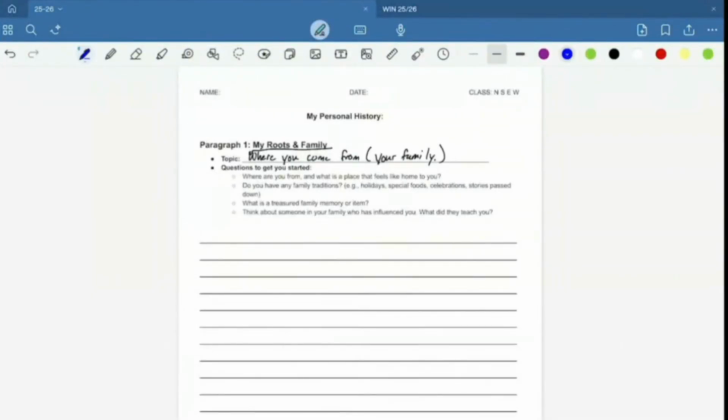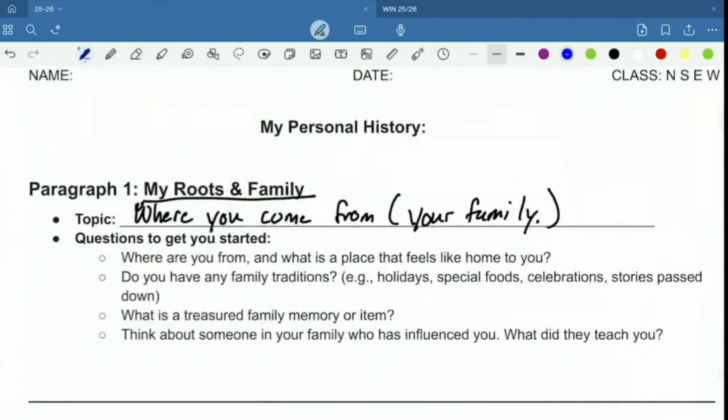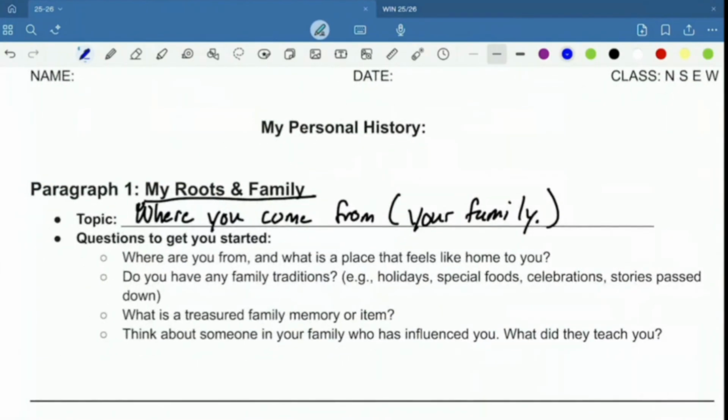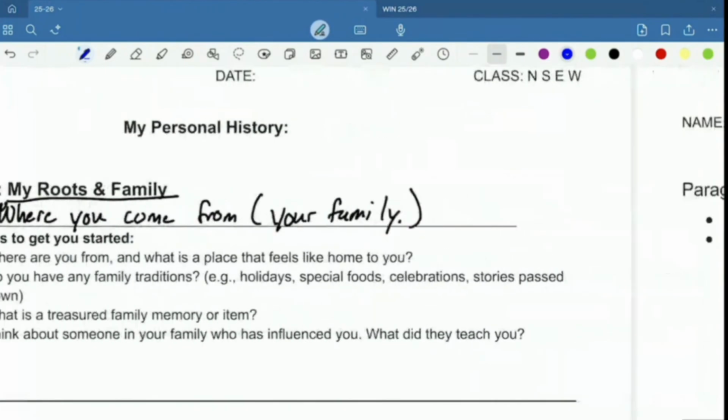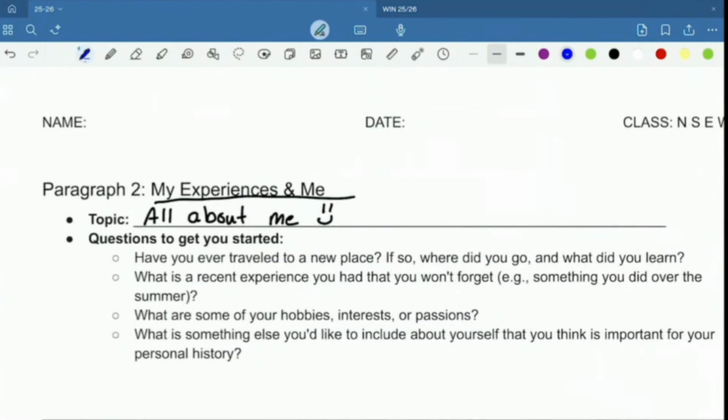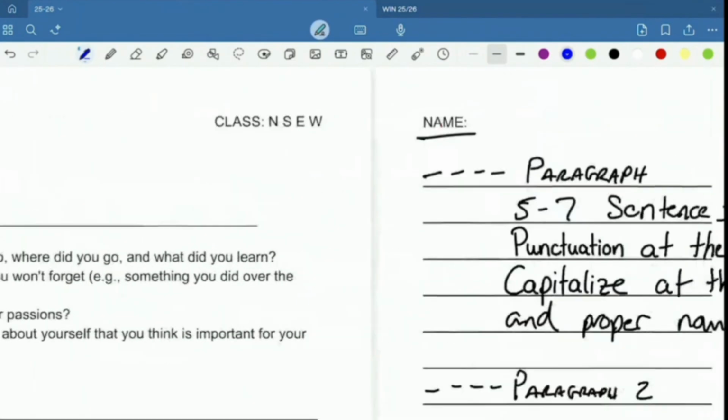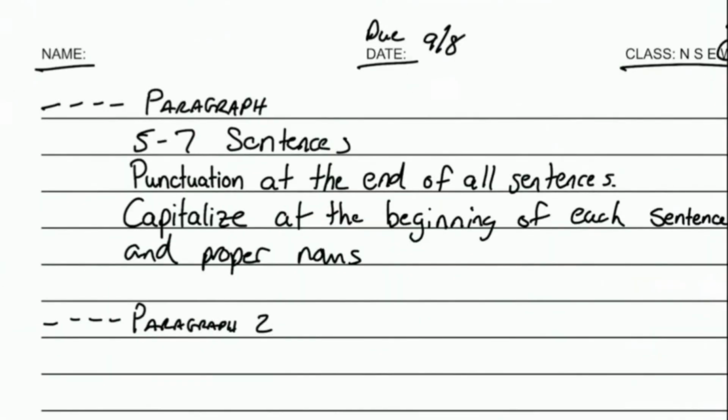So we started our week by finishing off our personal histories. Basically, what we did is we wrote a 2-paragraph personal history. The first thing we talked about was where you come from and your family. Our second paragraph was all about you. So you talked about your interests, your hobbies, places you've traveled, your passions, things you wanted me to know about you as a person.